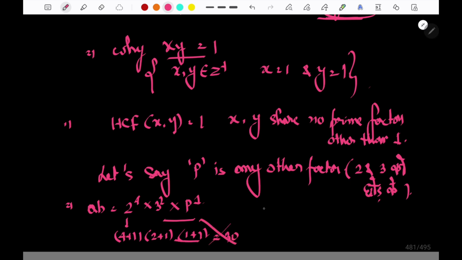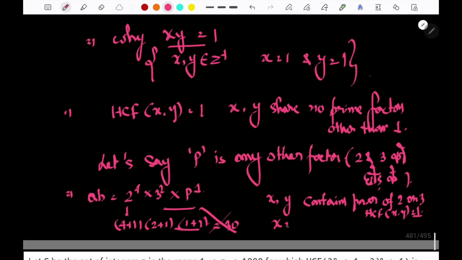Done? It's wrong. Now there can be another case, if xy contains a power of 2 or 3, that is HCF of x and y is equal to 1. So we can say x is equal to 2 to the power k. Then AB will be what?